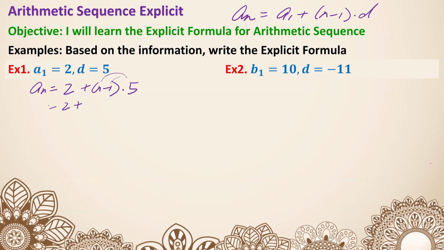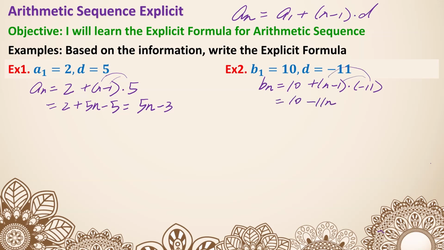So we got 2 plus 5n minus 5 simplifies to be 5n minus 3. Next, b sub n is b sub 1, which is 10, plus n minus 1 times negative 11. We need to distribute the negative 11. So we got 10 minus 11n, that's a negative 1 times negative 11, so it's a plus 11. We got negative 11n plus 21.